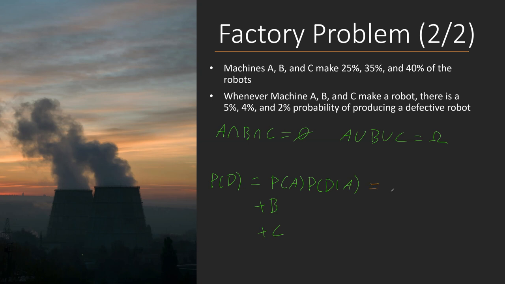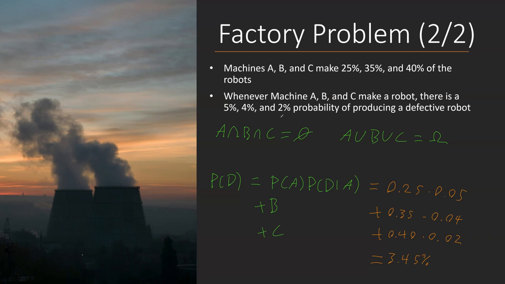So what is the probability that machine A made the robot? Well, it's a 25% chance. What is the probability that it was a defect? Well, if machine A made it, it was a 5% chance. And we can go on like this. So this is machine B. And then we have the superior machine, machine C, the machine we all want to be, right? And I computed this ahead of time. This is 3.45% chance of being a defect.